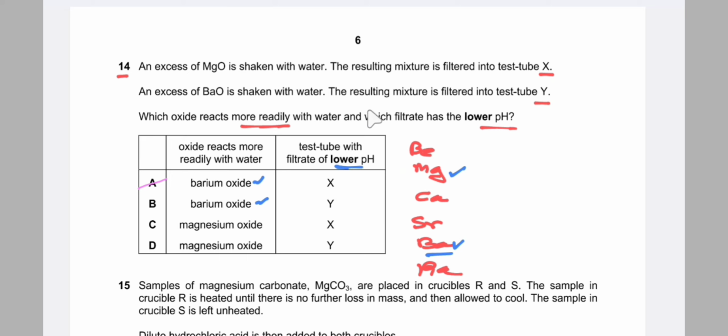For lower pH, we know that barium oxide reacts with water to form barium hydroxide. Similarly, magnesium oxide reacts with water to form magnesium hydroxide. And since down the group hydroxides are more soluble, barium hydroxide is more alkaline compared to magnesium hydroxide. That means magnesium hydroxide is more acidic, that's why it has a lower pH. So it is in test tube X. So the answer is A.